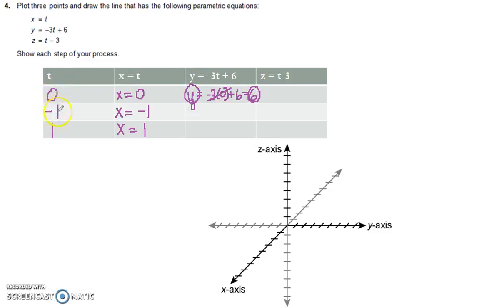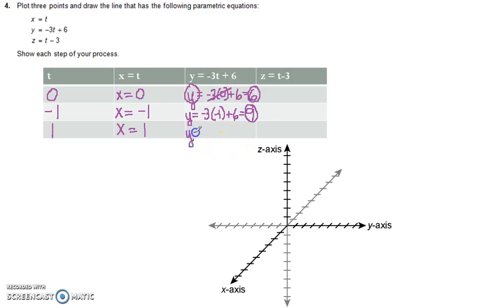What would y be if t is -1? Well, we're going to do the same thing. Same process, plugging in -1 for t. So -3 times -1 is what we want to complete first. A negative times a negative is a positive, so we get +3 from this part of the equation. And then +3 plus 6 is 9. So we get 9 for the second row.